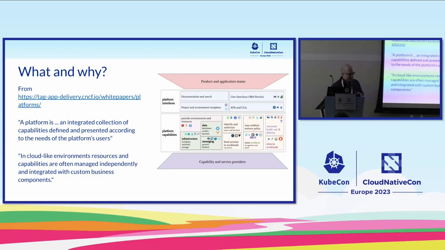So what and why? In the consensus that we reached working on the paper, a platform consolidates, brings together a collection of capabilities that an application needs in a consistent, coherent, directed way, based on the real needs of the user of the platform. So for example, in the cloud native world, bringing together observability services, database services, event buses, artifact management, all these different things that need to come together for your application to work, the platform provides consistent interfaces and consistent ways to get at them, and also to integrate them. Let's not leave that out.